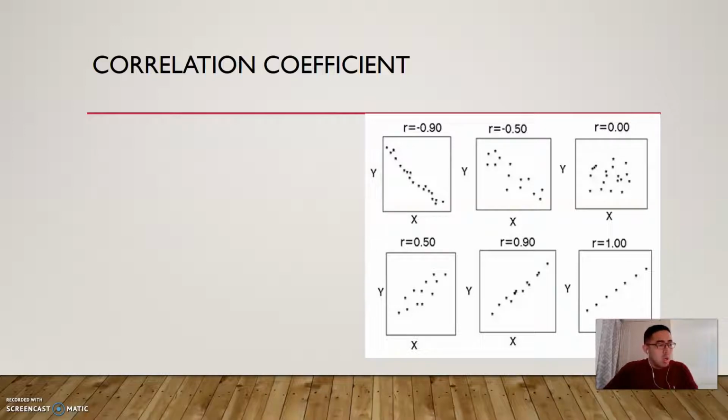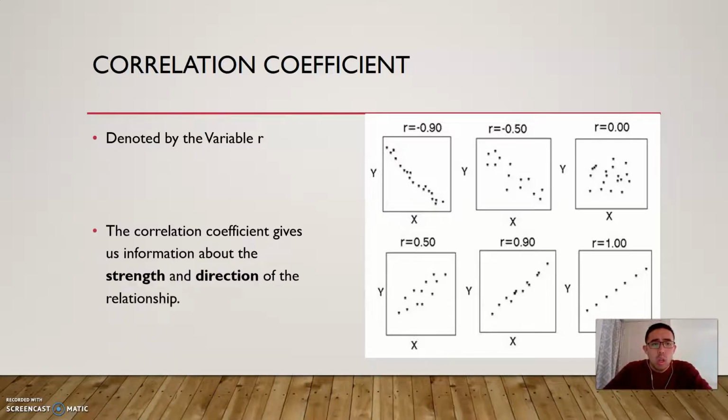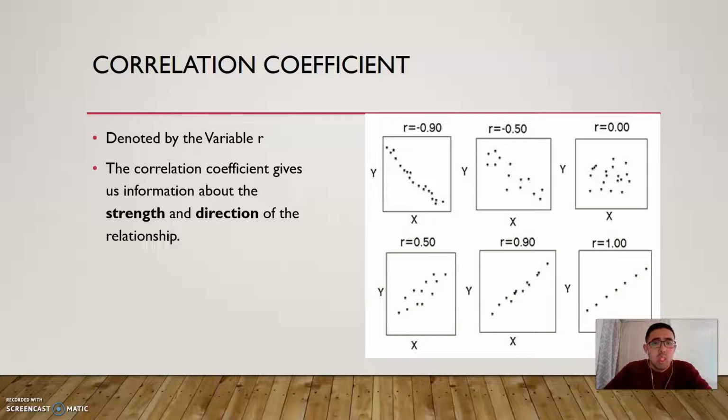All right, so what we're going to talk about today is we're going to add something new called the correlation coefficient. Now, what does the correlation coefficient add to what we already know? Okay, first of all, it is denoted by the variable r. Okay, some characteristics. What does it tell us? It tells us about the strength and direction of the relationship.